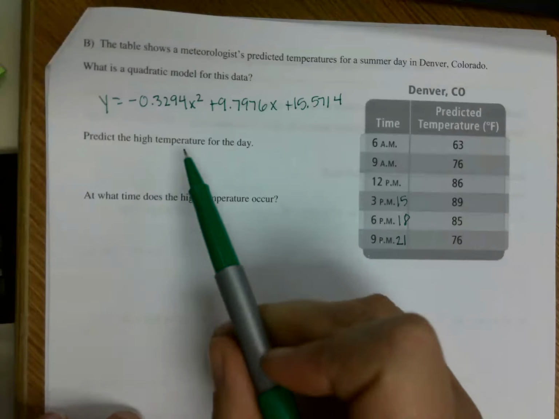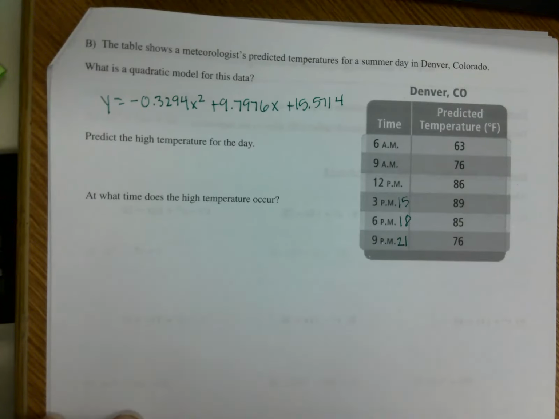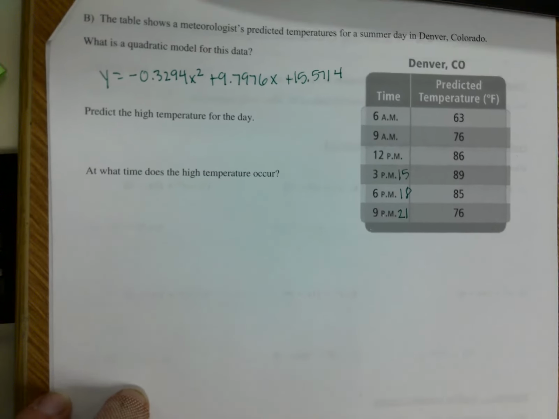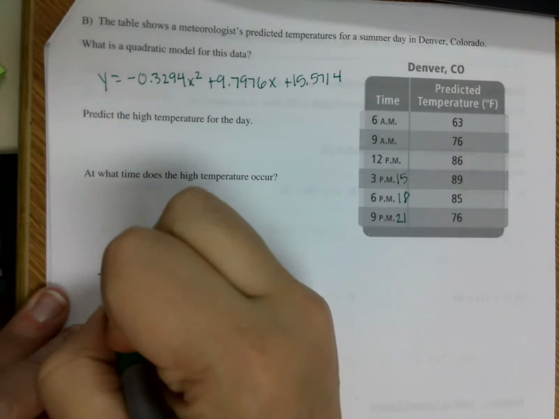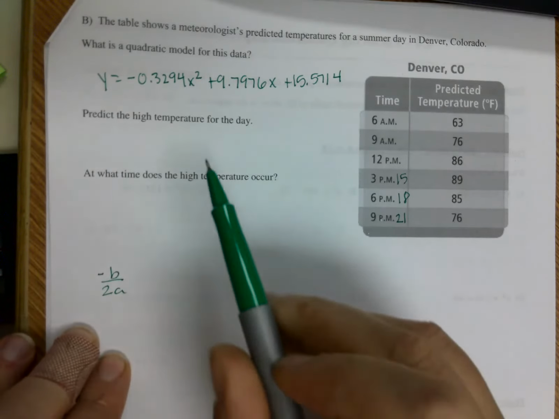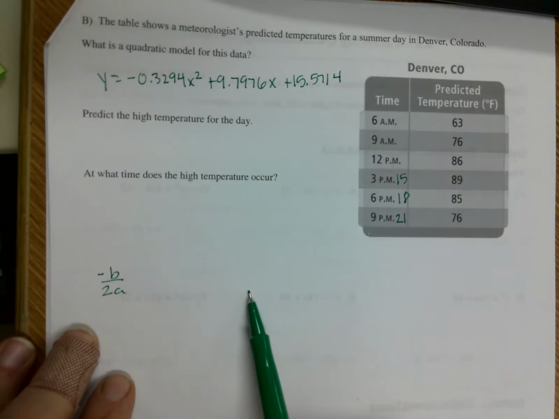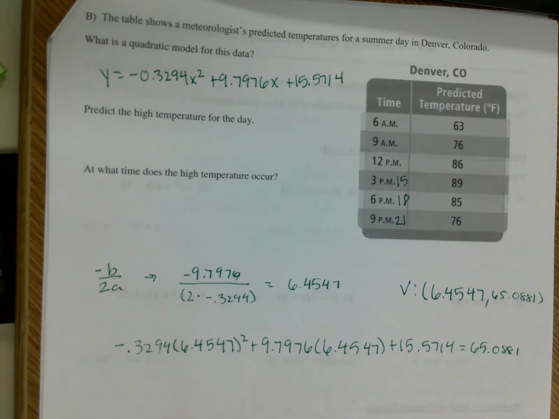So again, both of these are talking about high temperature. So I want you to try to come up with your vertex. Right now, come up with your vertex with the equation opposite b over 2a. So using this equation, come up with your vertex, and then we will answer the questions.